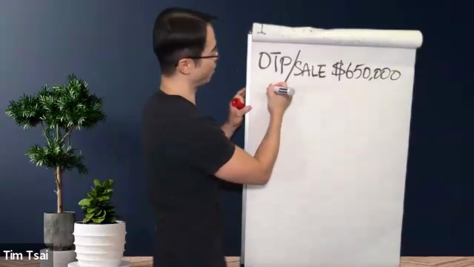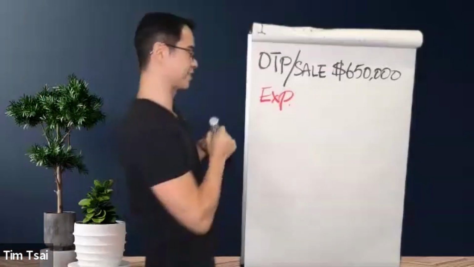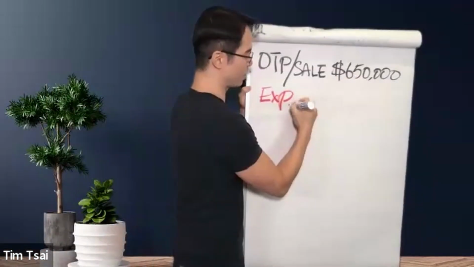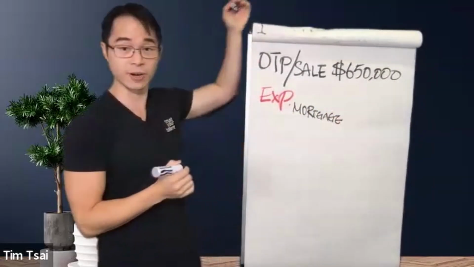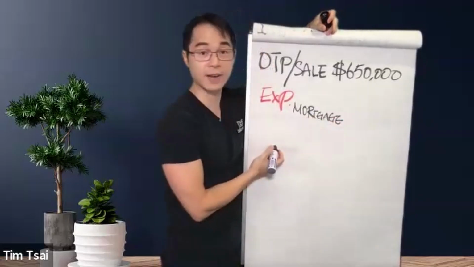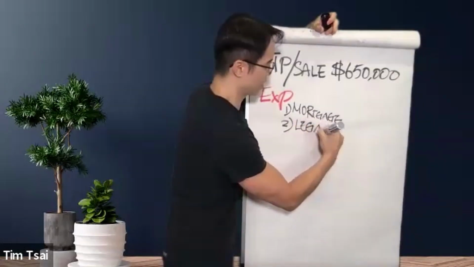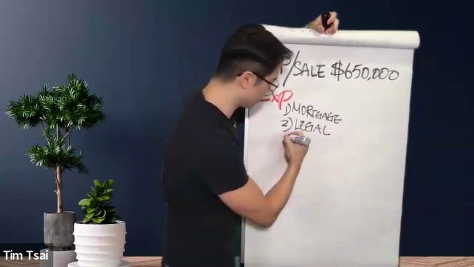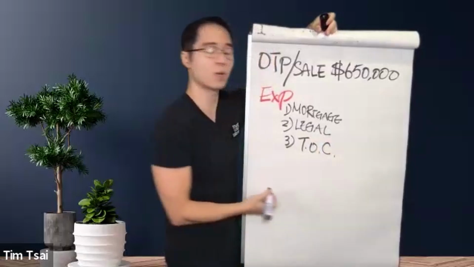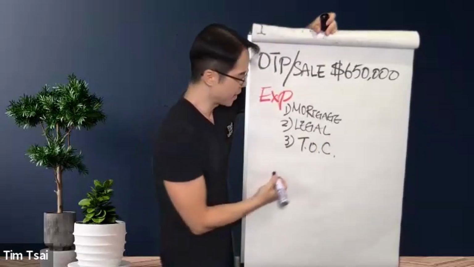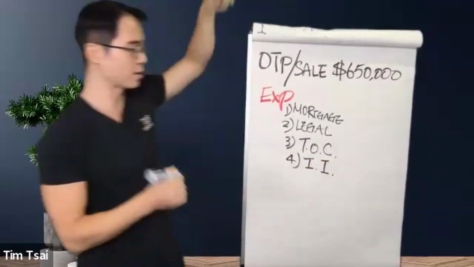Dang it, always expenses. What are these expenses? First, we don't own the whole property outright, which is good. You want to learn to leverage. Mortgage balance is definitely a big one. The second one is you still have to pay legal to sell the property. What else? This is where you credit them back their total option consideration. And last but not least, this is where the initial investment number comes in.